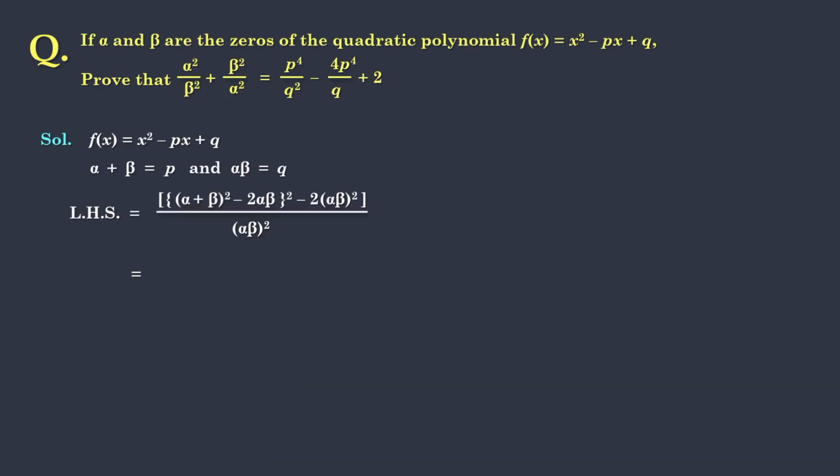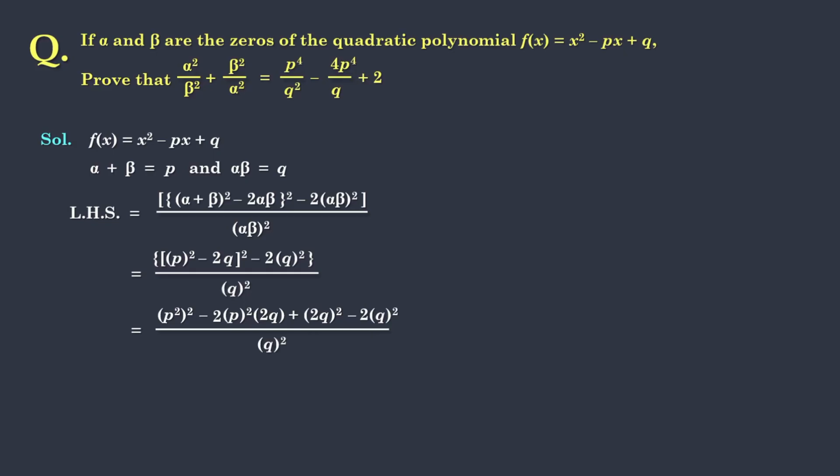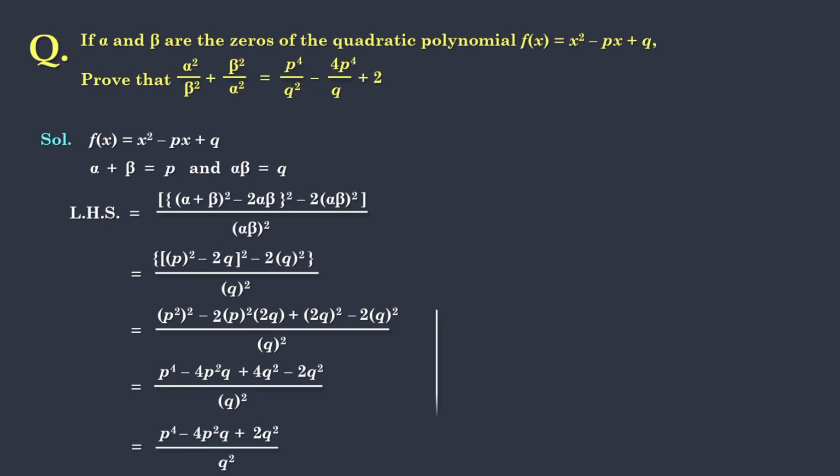Substituting the values, the sum of alpha and beta becomes p, and the product of alpha and beta becomes q. After substitution, alpha squared plus beta squared becomes p squared minus 2q. Now we square this expression and subtract 2 times q squared. This gives p raised to the power 4 minus 4p squared q plus 2q squared. Now divide the entire expression by q squared. After simplifying each term, we obtain p raised to the power 4 divided by q squared minus 4p squared divided by q plus 2. Therefore, the required result is proved.